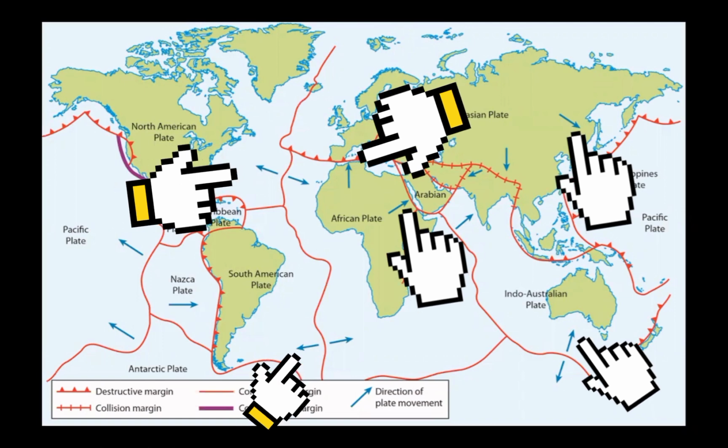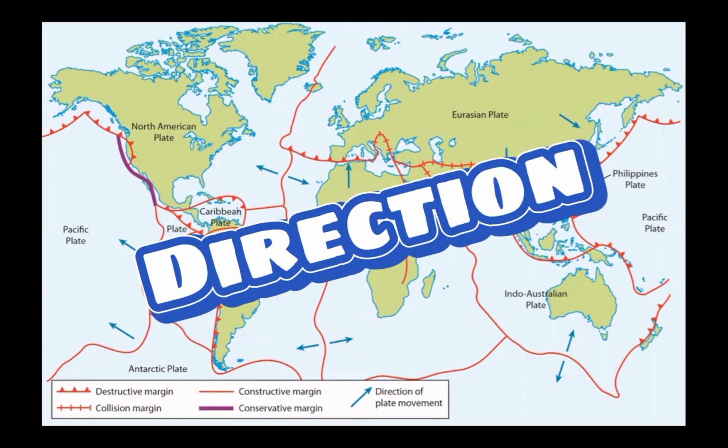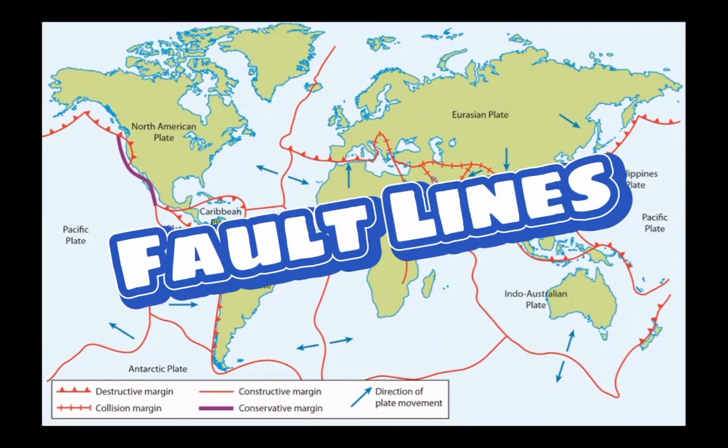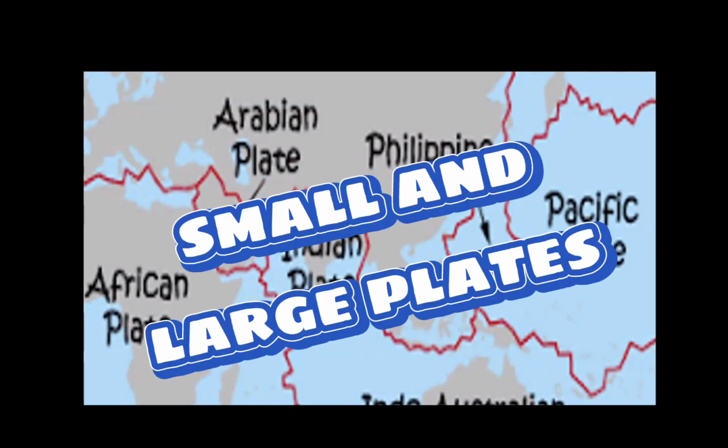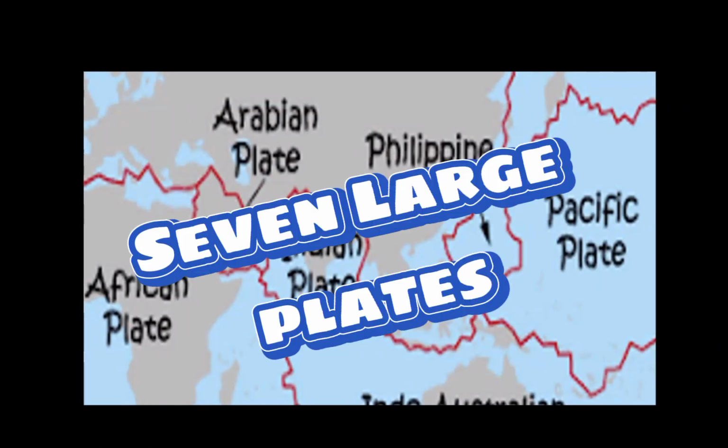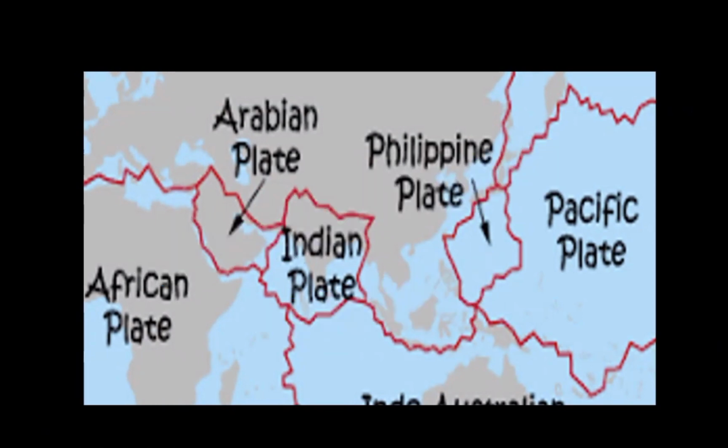The arrows show the direction of the plate movement, and other lines are fault lines. Now, let's zoom out a little. The Earth has small and large plates. There are 7 relatively large plates and several smaller ones, including the Philippine plate.